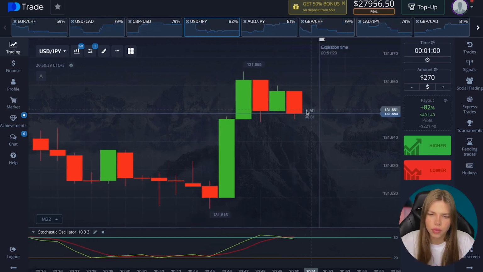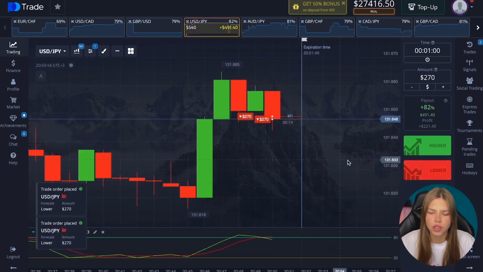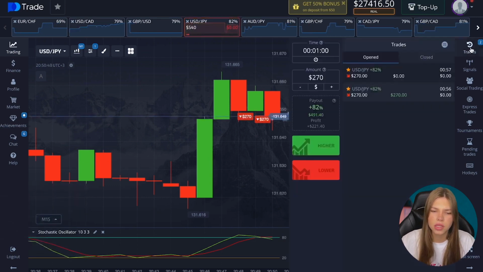Okay, we need to wait for the closing of this candle or a strong pullback. But the orders were registered. I've traded down deals, let's watch.